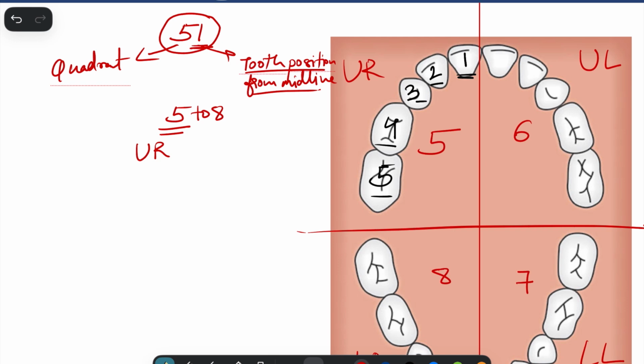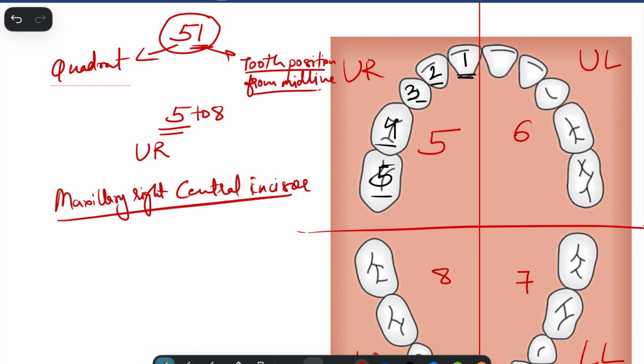So, that will be our central incisor. So, this is our maxillary right central incisor, and it is a primary tooth. So, it's a primary maxillary right central incisor. Now, let's take another example.